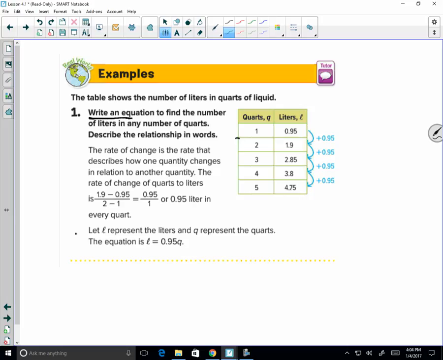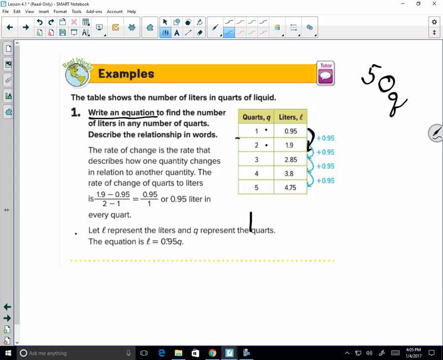The reason we would want to write an equation is because let's say we have like 50 quarts. I don't want to list all the way down to 50. So with something like this, you are bound to find some type of pattern. And you can see here that each one of these is going up by 0.95. So each time it moves up, each quart, you could say, is equal to 0.95 liters.